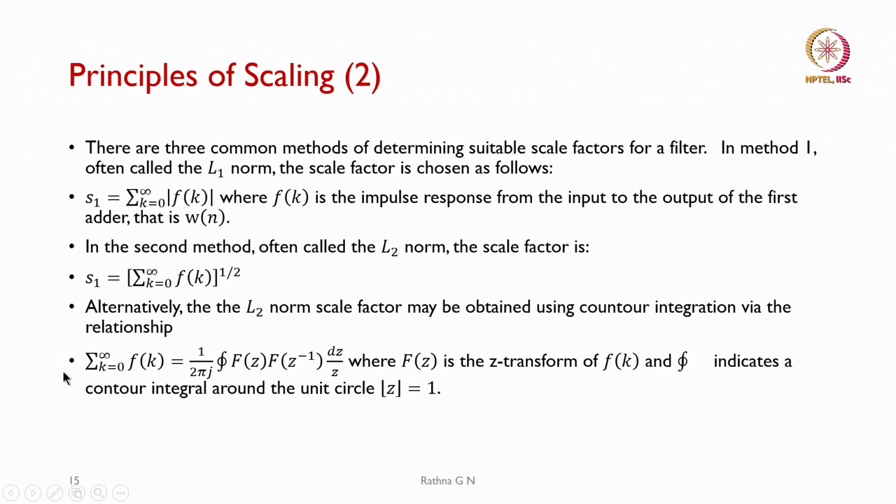The last one, the L infinity norm: k is equal to 0 to infinity, and what I have to calculate is f of k, the impulse response. This is the L2 norm we are doing with the contour integration, 1 over 2 pi j, the integral of F of z into F of z inverse, a complex conjugate, dz by z, where F of z is the z transform of your f of k impulse response, and this represents a contour integral around the unit circle, magnitude of z equal to 1.